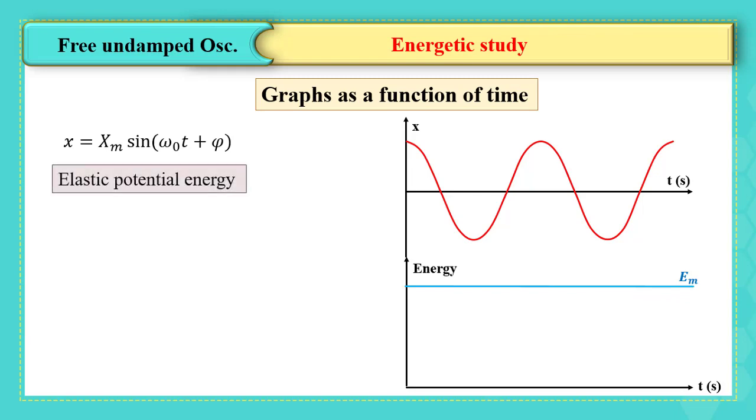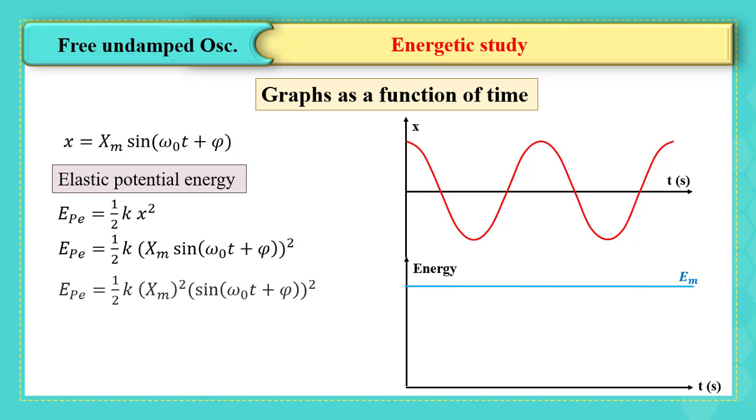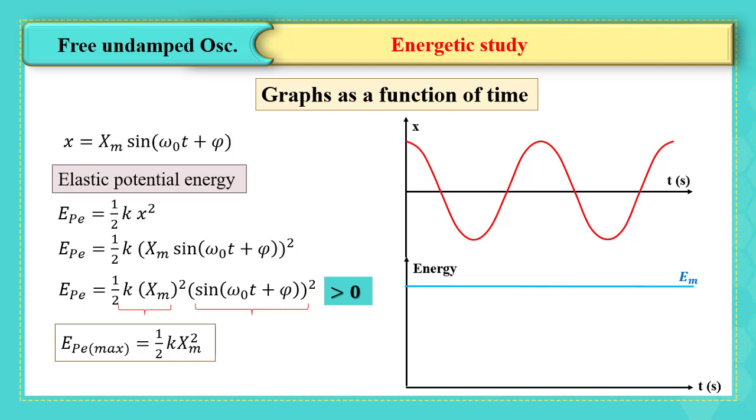Then the elastic potential energy. Its function is half k x squared. So replace x by its expression, xm sine omega 0 t plus phi. This can be written as half k xm squared into the square of sine omega 0 t plus phi. But half k xm squared and the square of sine omega 0 t plus phi are positive. So to represent the elastic potential energy, it has a maximum value half k xm squared.